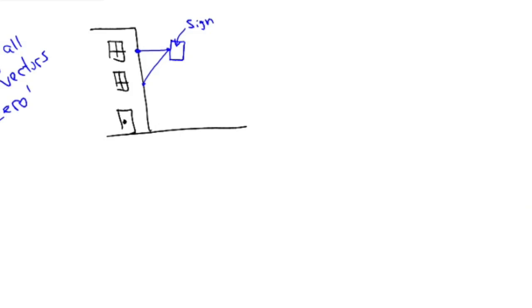So if they have this sign, they want to give it a little support, and they have this bar going perpendicular and then at an angle. So I'll tell you what this angle is right here. Let's make it 60 degrees. Let's make it a 60-degree angle with the building. Okay. So what kind of triangle is that? 30, 60, 90. This is definitely a right angle.